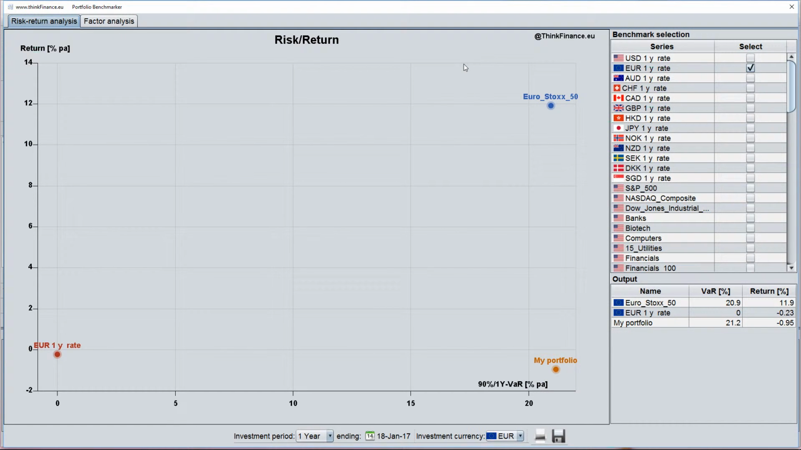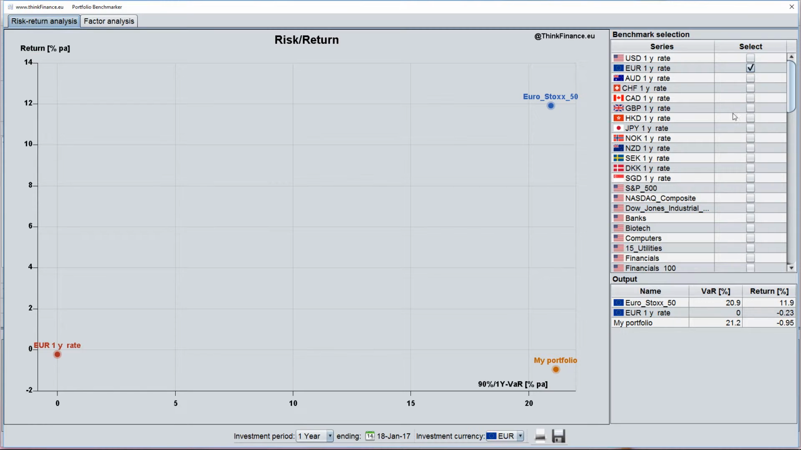As you can see here, the benchmarker contains two subpanes, the risk-return analysis and the factor analysis. Let's start with the risk-return analysis. What you see here is a risk-return diagram where you see the portfolio that I've imported benchmarked in terms of the risk-return profile against standard equity and fixed income benchmarks. For example, the Euro Stoxx 50 and the Euro rate.